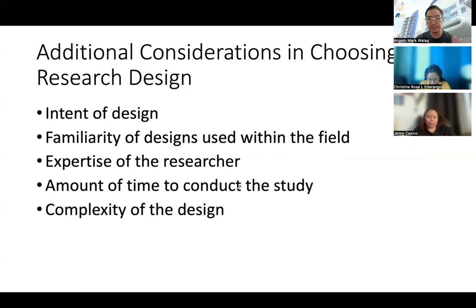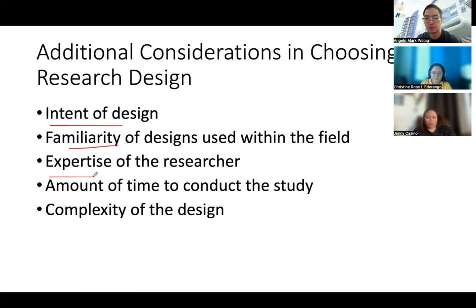Okay, additional considerations in choosing a research design. I mentioned this in our mixed methods research course. Always look at the intent of the design, if that design is really appropriate for the gap that you have identified. Second, your familiarity. If you're not familiar, at least your advisor is familiar. Or if your advisor is not familiar, at least you have someone to consult for this kind of designs.